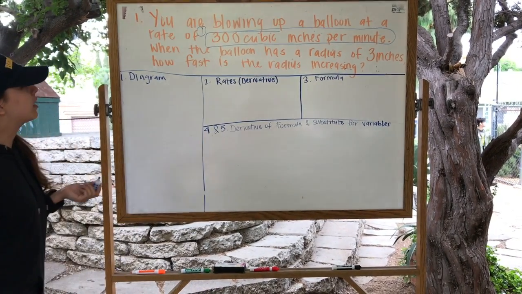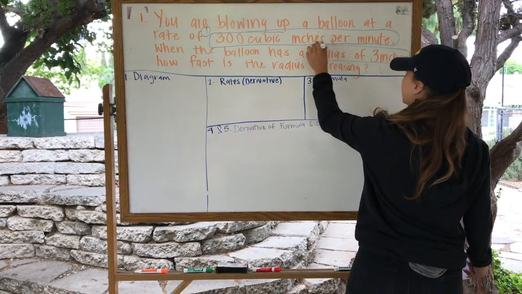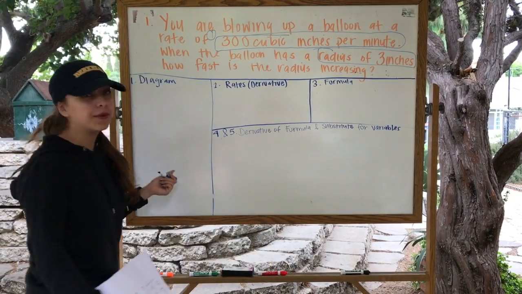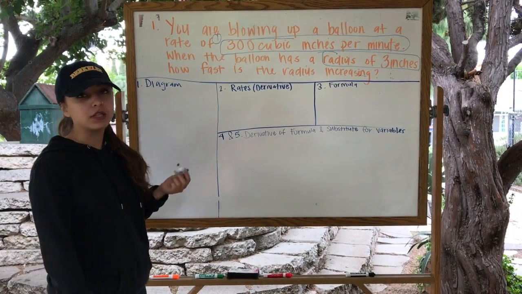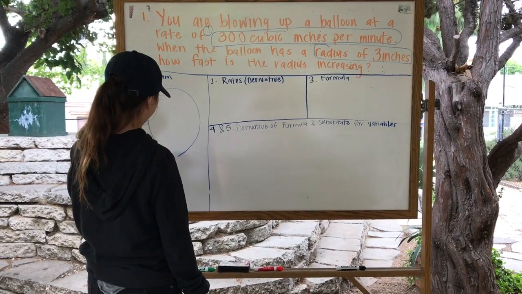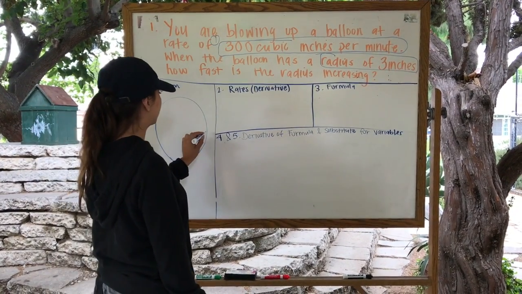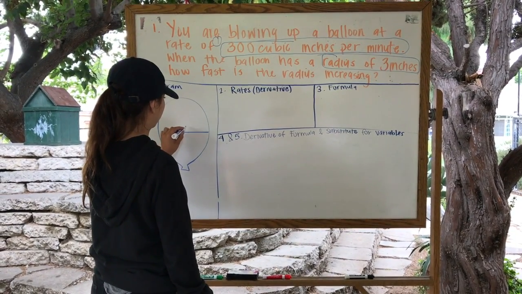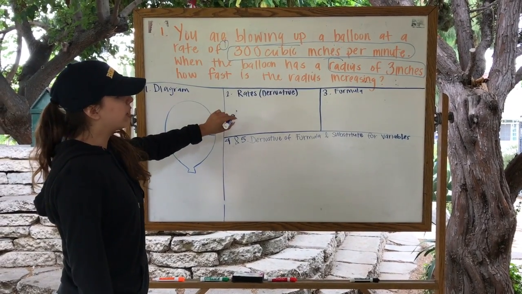And what else do we know here? It says when the balloon has a radius of 3 inches. So that's another thing that we know. The first step in all our problems is going to be to draw a diagram. So our diagram for this one is a balloon, so we're going to draw a balloon. And we know that it has a radius of 3 inches. So r equals 3.